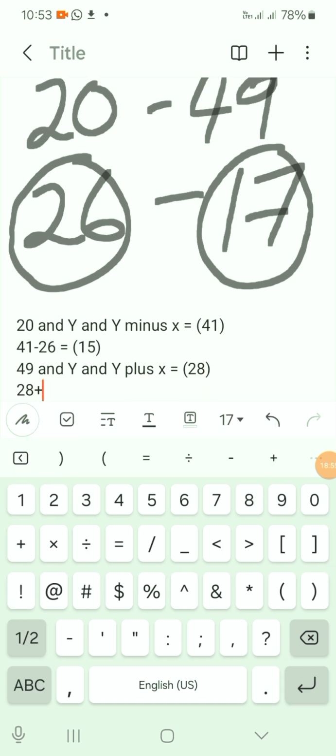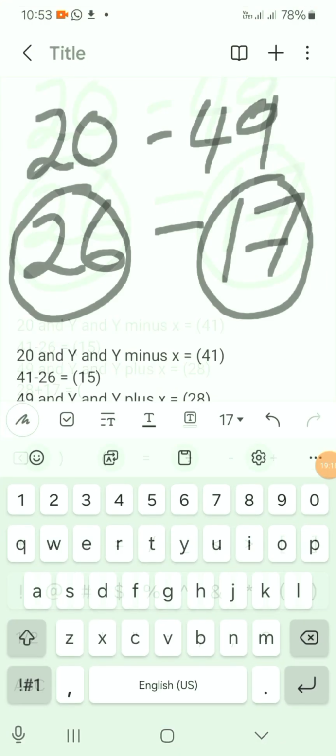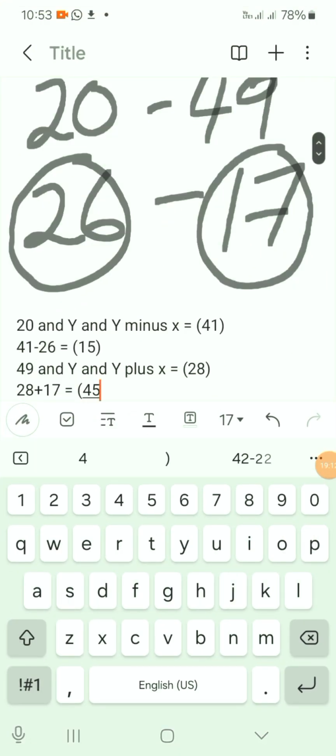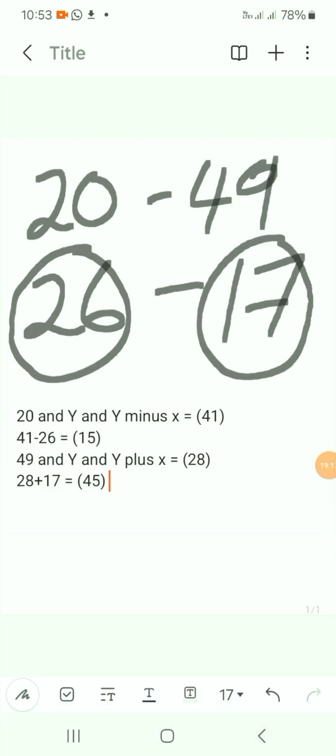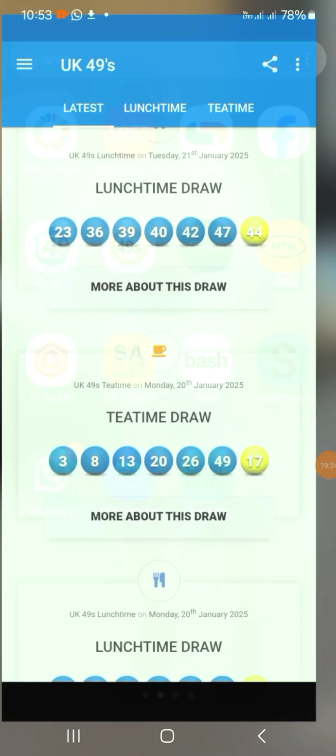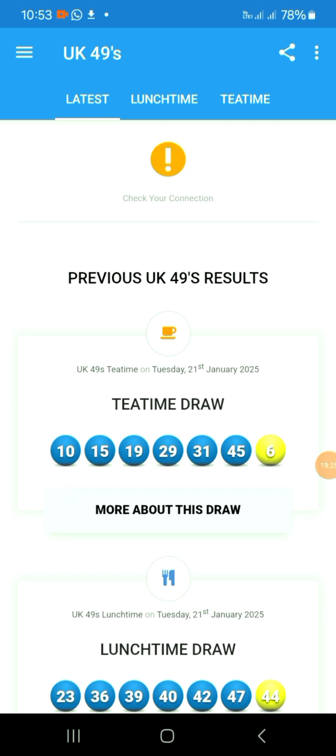We're going to say 28 plus what? 28 plus 17. What is 28 plus 17? Let us go to the calculator. 28 plus 17 is 45, right? We have calculated 15 and 45. Let us confirm whether 15 and 45 played yesterday. Indeed, 15 and 45 played yesterday, right?